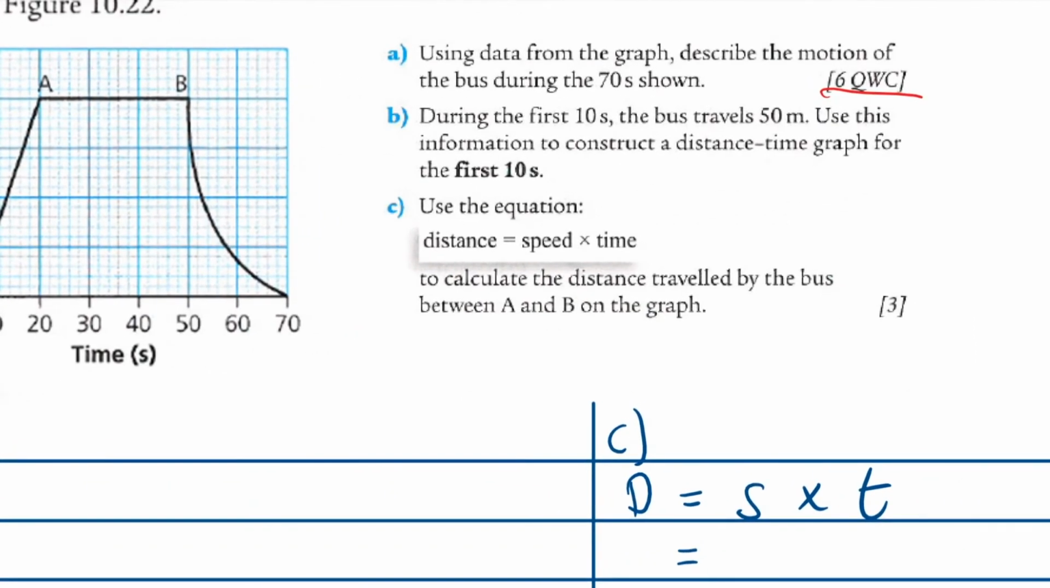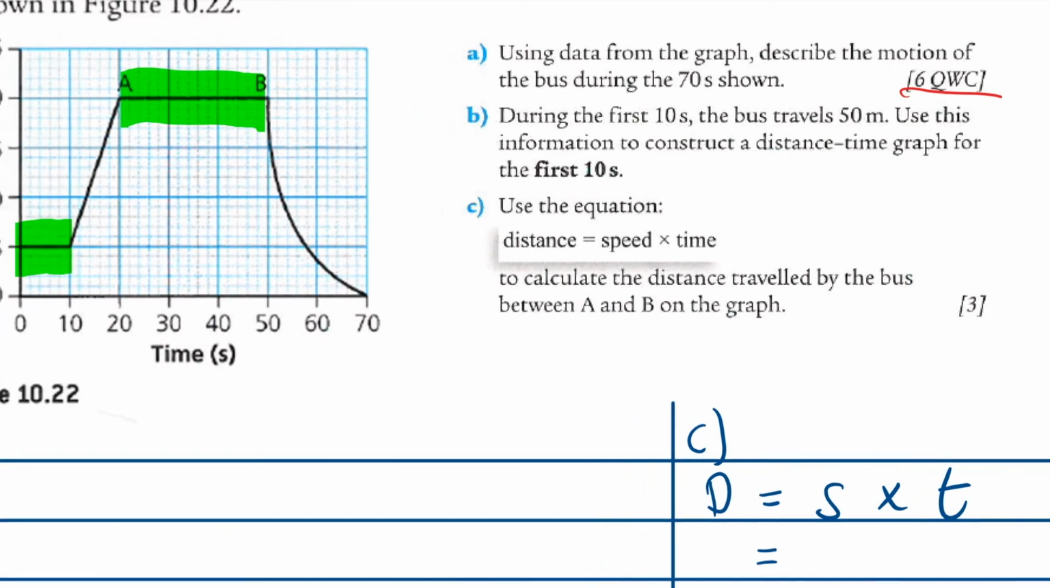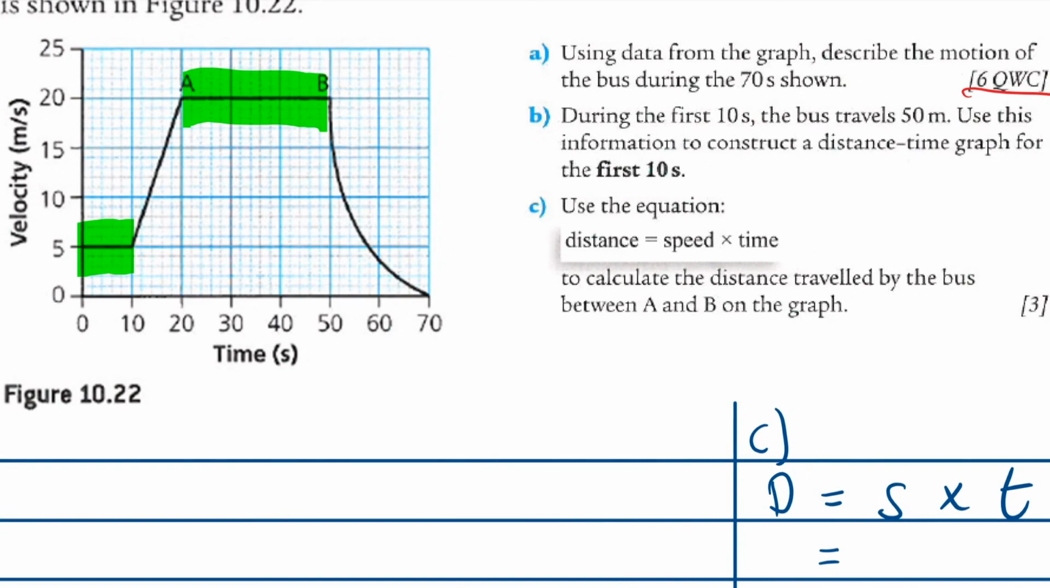Calculate the distance travelled by the bus between A and B. So A and B in this occasion is obviously that part there. And go back if you can't remember how to do it. Work out how to calculate the distance travelled. There's 2 ways of doing it. You can use that equation, that's the simplest way, but also you can calculate the area underneath that section of the graph. And there we go.